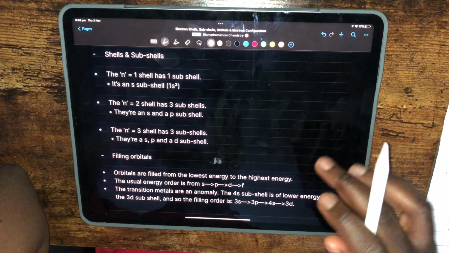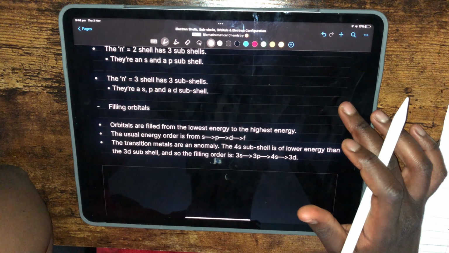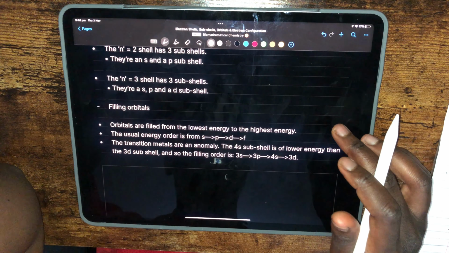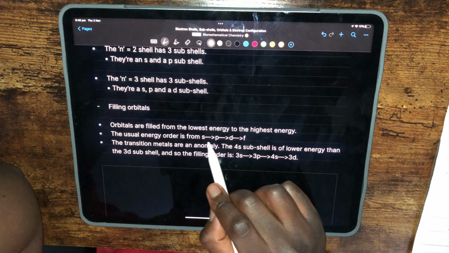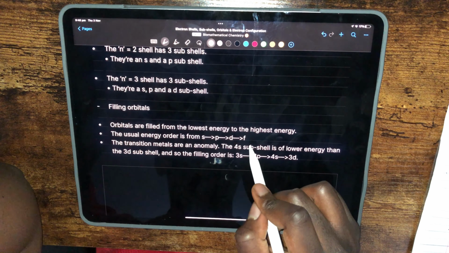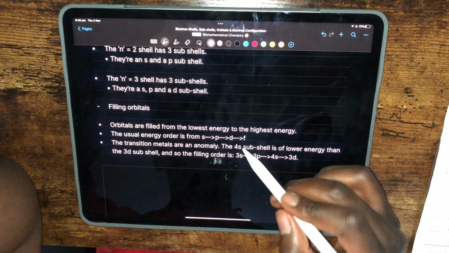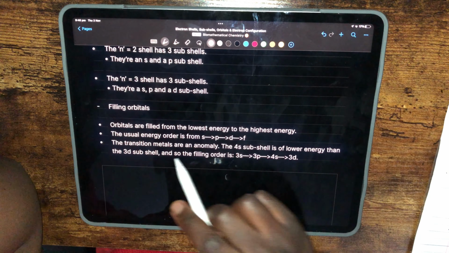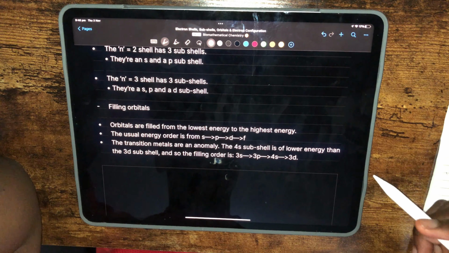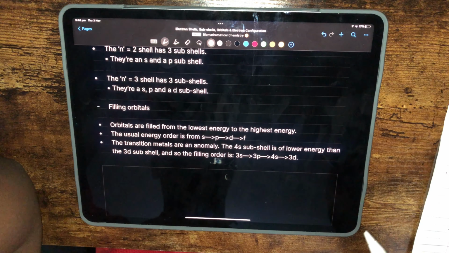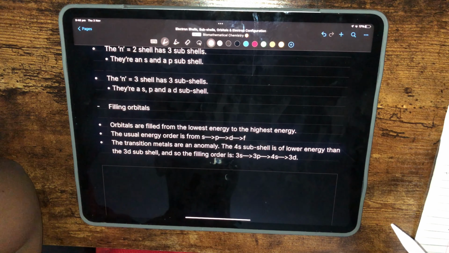When you're filling, the orbitals are filled from the lowest energy to the highest energy. And the usual energy order is from S to P to D to F, with F being the highest energy level. But there are some exceptions to this, because transition metals are the anomaly, where the 4s subshell is of lower energy level than the 3d subshell. And so the filling order is 3s, 3p, 4s, and 3d.